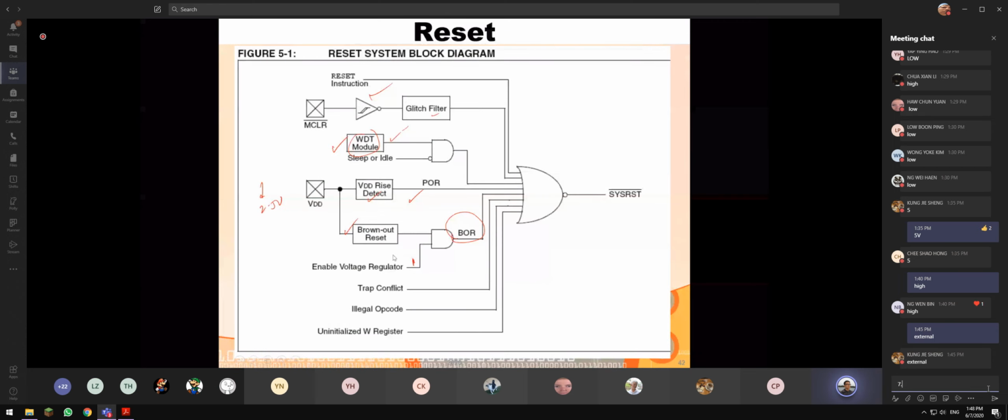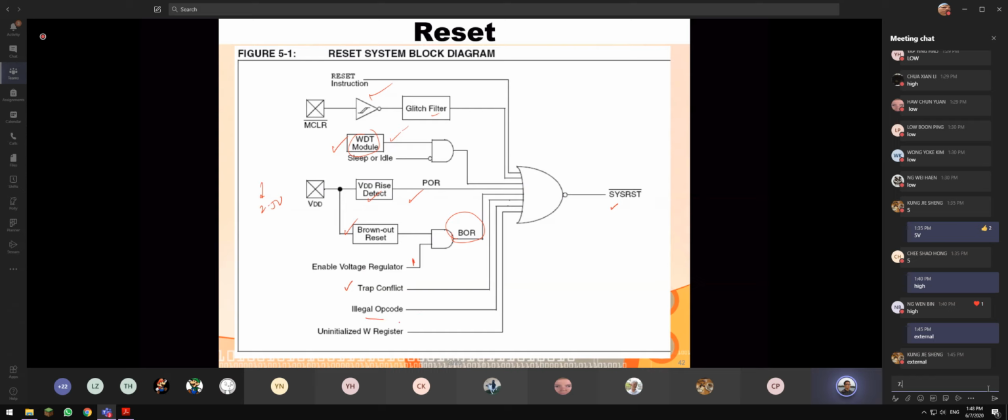And other things that will cause the system to reset, first is a trap conflict. Trap conflict means, for example, oscillator failure, stack error. It means that the hardware itself can't handle an interrupt. So this is called a trap conflict. Like suddenly the oscillator has failed, so that will cause the system to reset. Reset actually is to protect your system.